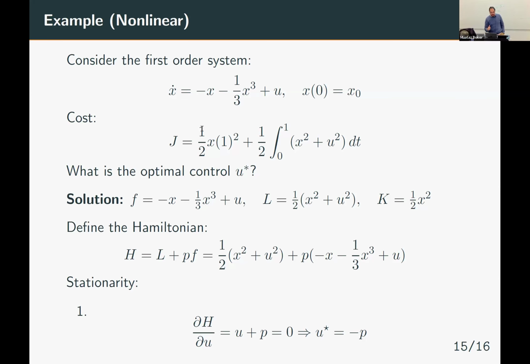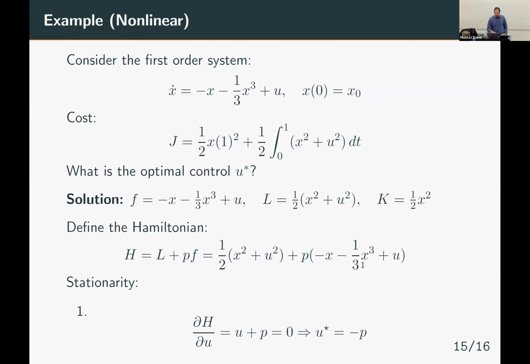So the first thing we need to do to solve this problem is to define the Hamiltonian. The Hamiltonian is equal to L plus P transpose F, but because everything is a scalar, I don't need the transpose. So you have L plus PF. We are good there, right?